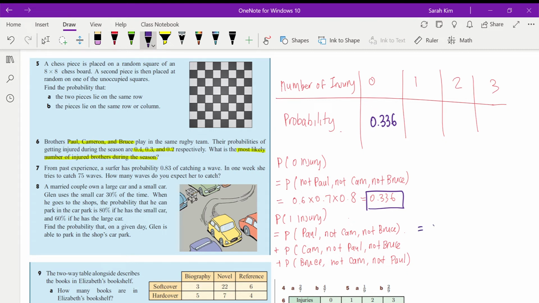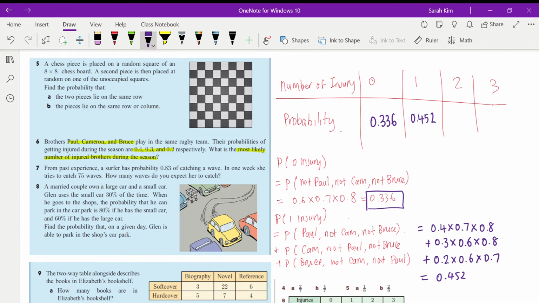So Paul getting injured, that is 0.4. And then for the others, it's one take away, so I'll do the other possibilities. Then 0.3, plus 0.2 times 0.6 times 0.7. So if I put that in the calculator, I get 0.452.